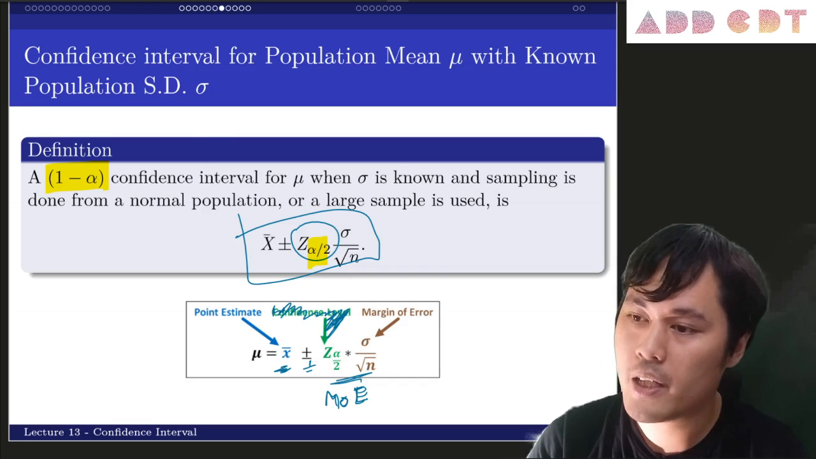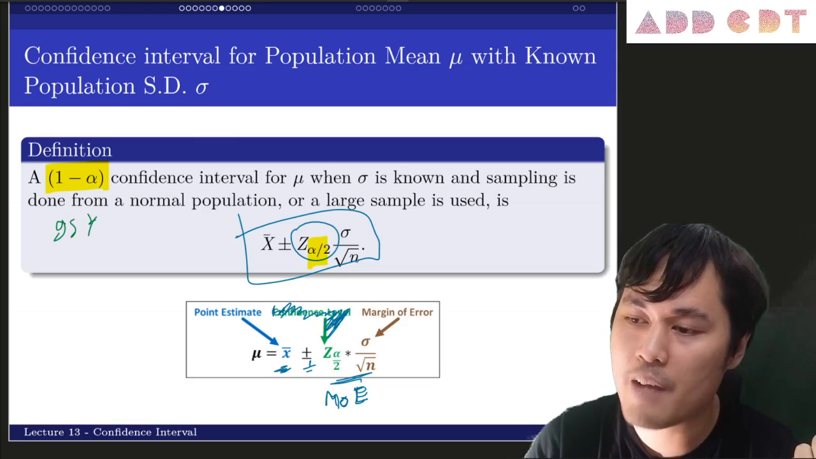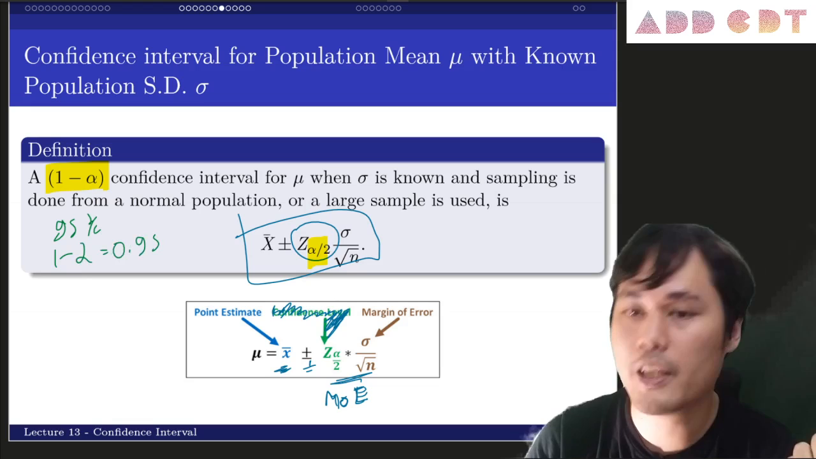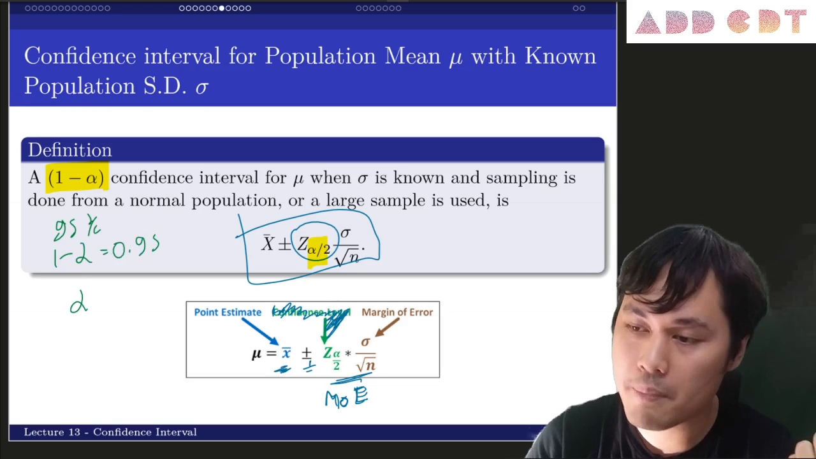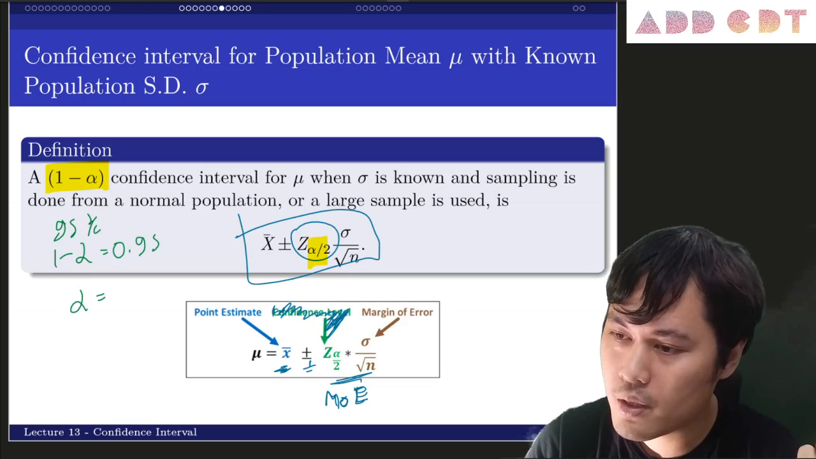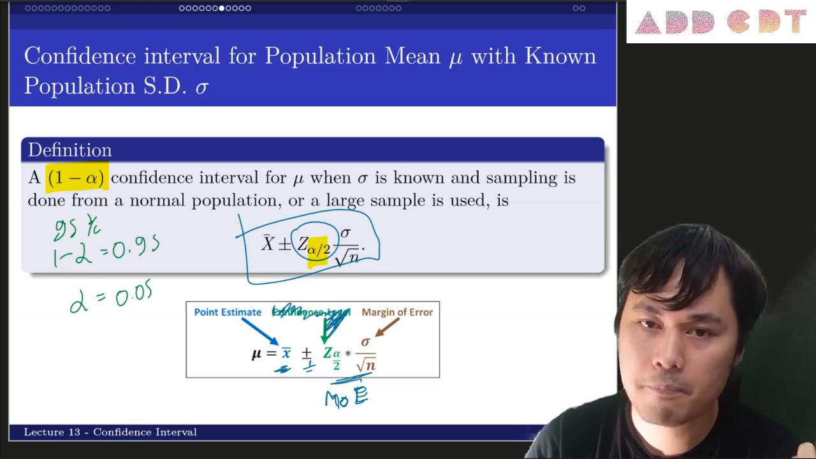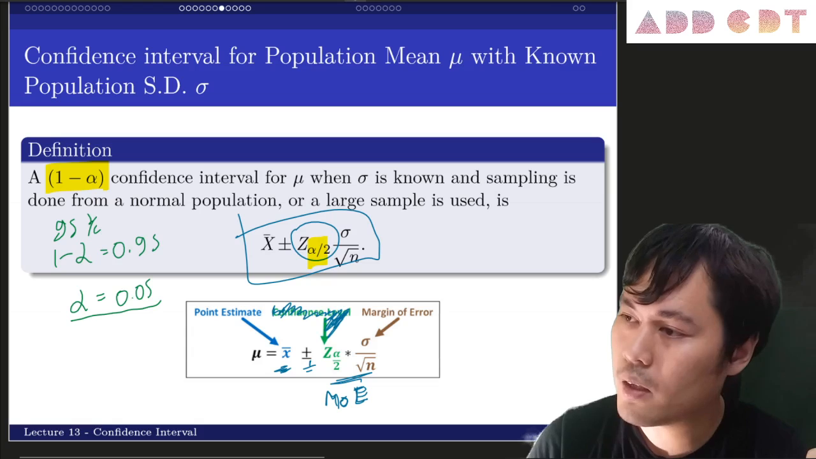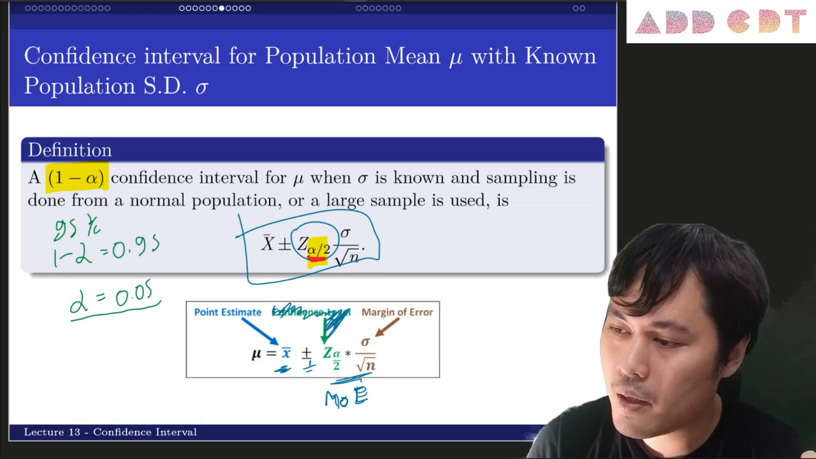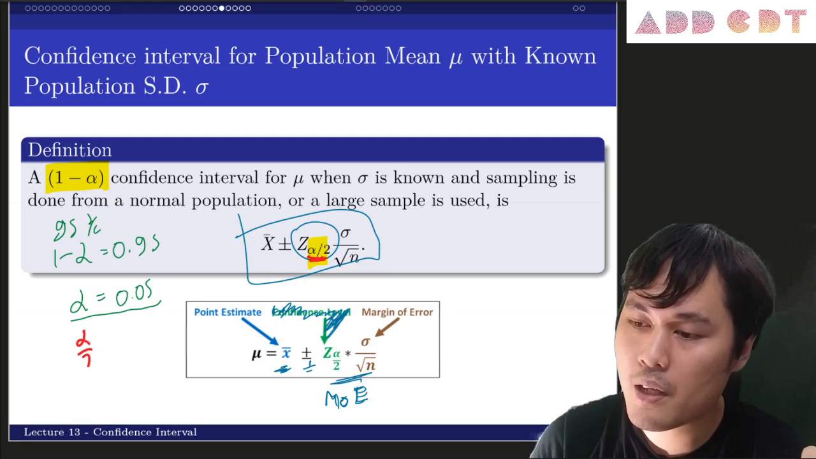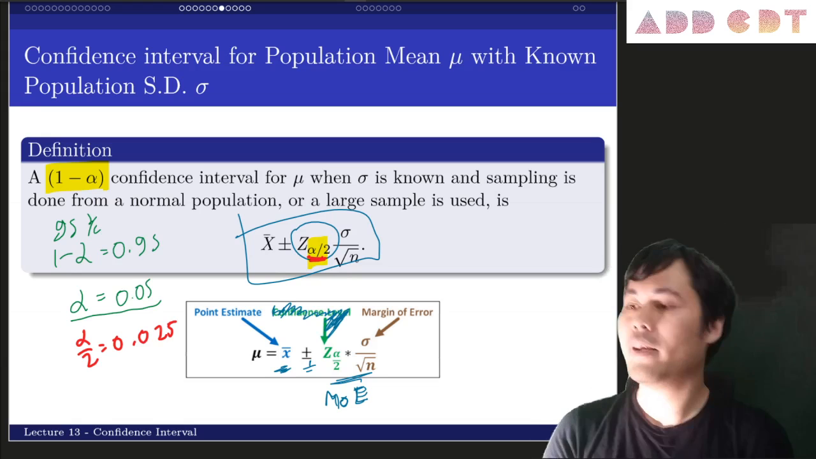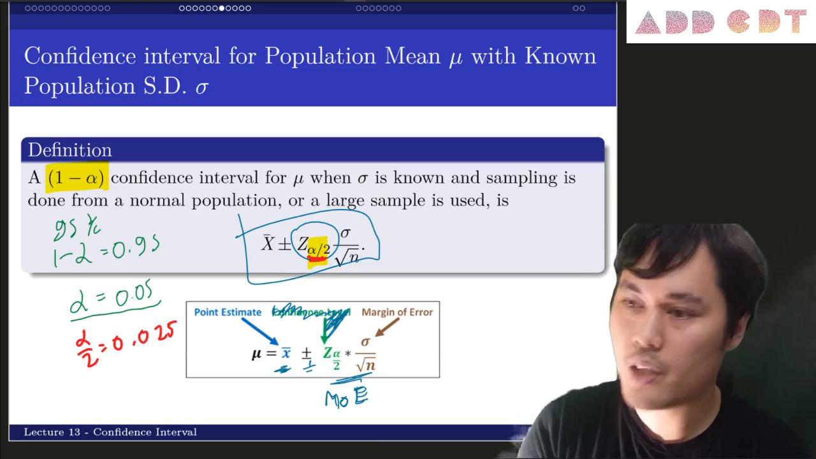In the standard case, we have this as 95%, so it's 0.95. We want 1 minus alpha to be 0.95. That means if you do some math, then alpha is 0.05. And in this formula, we use alpha over 2 instead. So alpha over 2 is going to be 0.025. Now you may ask, why do we use alpha over 2, not alpha itself?